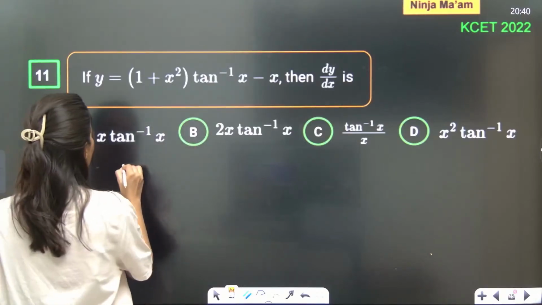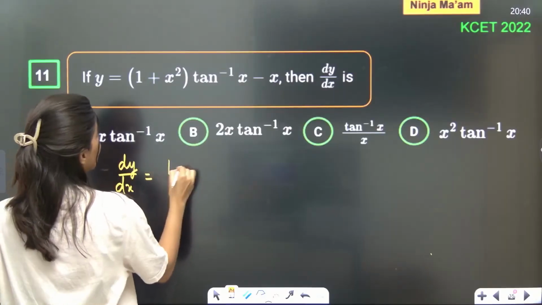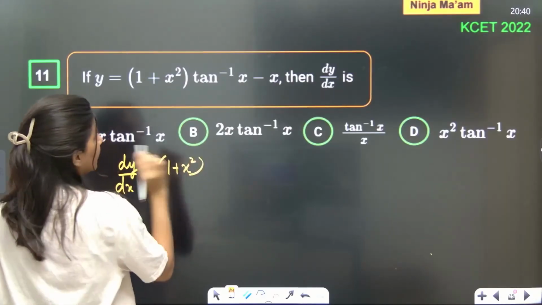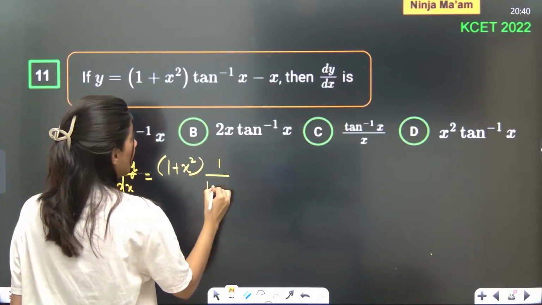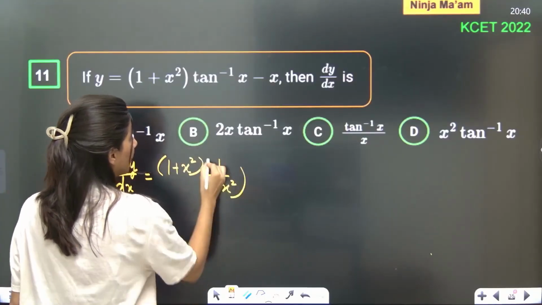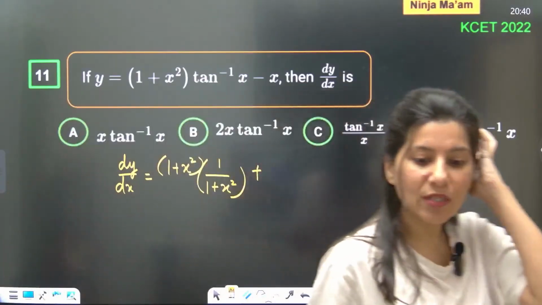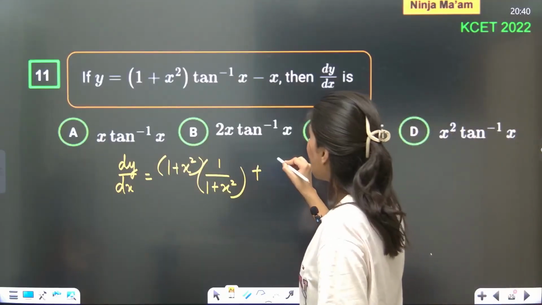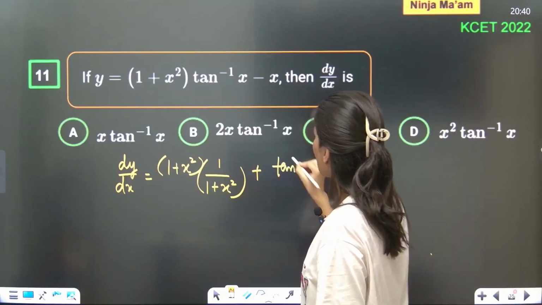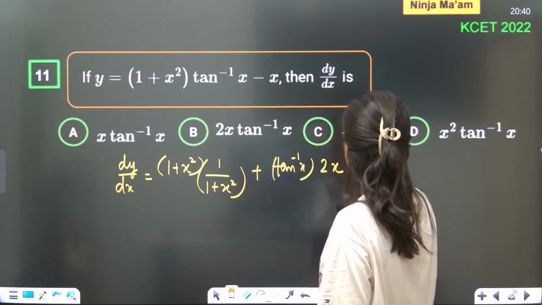Correct. So dy by dx, straight away differentiate 1 plus x square as it is. Keep 1 plus x square as it is, and tan inverse x will be 1 upon 1 plus x square. Plus, product rule I am trying to apply: 1 plus x square kept constant, derivative of tan inverse x is this, plus tan inverse x this time is kept constant, and derivative of 1 plus x square is 2x minus 1.